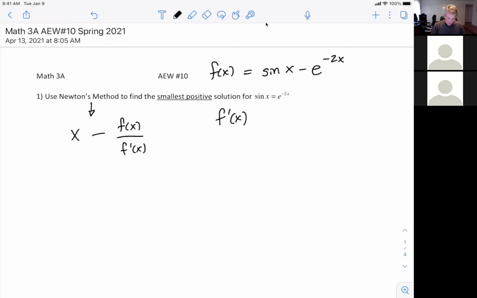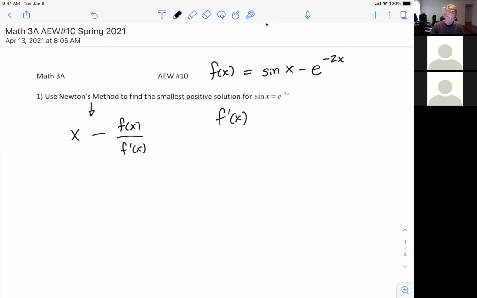So right now we're working on Newton's method, and we'll be using this formula right here. And then set the function equal to 0, and then I called that the f of x function.